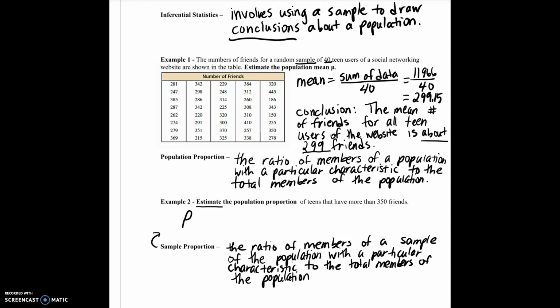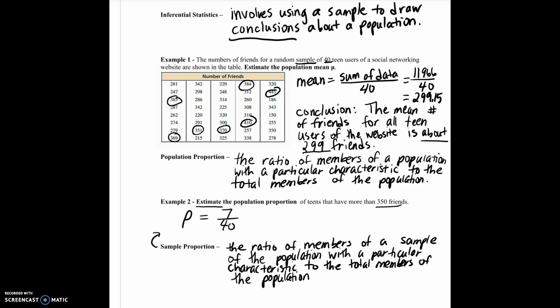We're going to look through and circle how many have more than 350 friends. So if I go down my first column, I get 385, 369, 2, 3, 4, 5, 6, 7. Now it's more than 350, so that's it. So we would do 7 out of 40. So we circle how many of that characteristic is true for our sample.